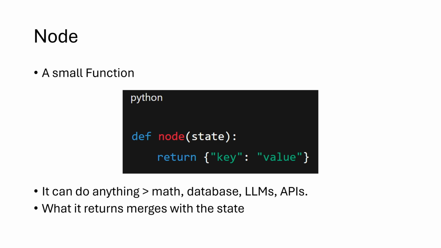You can preprocess text, query a database, do some maths, or even invoke an LLM. And what matters is that it returns a dictionary. And the updates that it returns merge with the state. So for example, if there are a few keys, let's say key 1, key 2, key 3, and we return key 1 and a value, only key 1 will be updated and the others will remain the same.